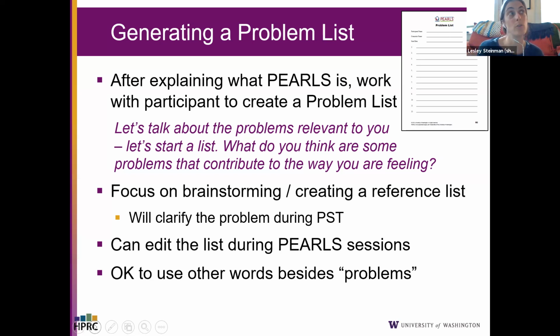I have a colleague who changed the word problem list to what I want to work on, because she was working with a lot of older men, particularly veterans, and they were not jiving with the problem list. So she just calls it what I want to work on. And so it's totally okay to do something like that.